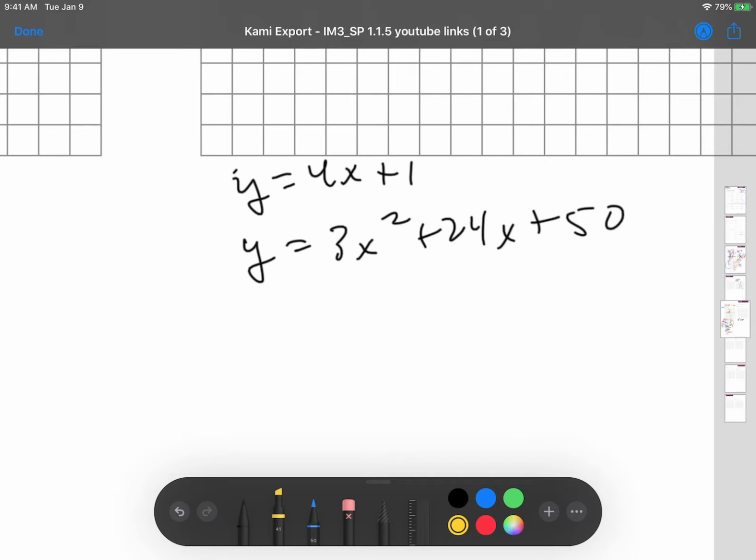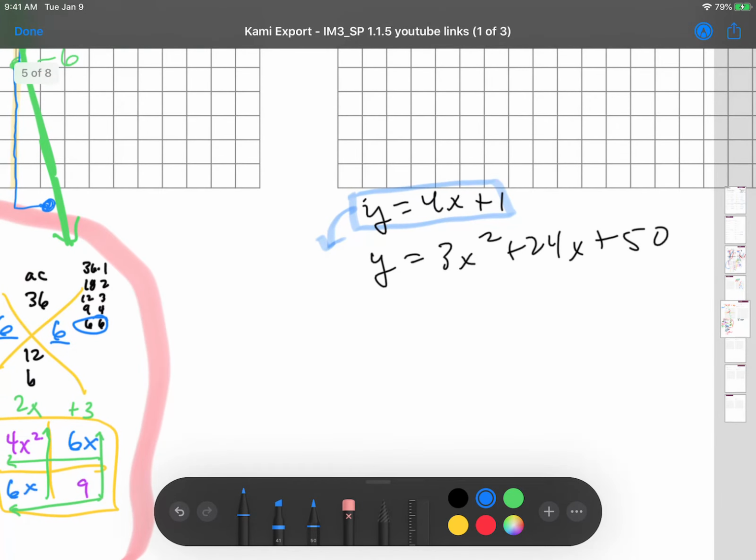Let me show you guys in a different way. I'm just trying to show you guys multiple representations here. If you write this thing over here, you're going to have something that looks like this: 4x plus 1 equals y. And then you don't technically need the y variable. So you're going to have 4x plus 1 equals all that.